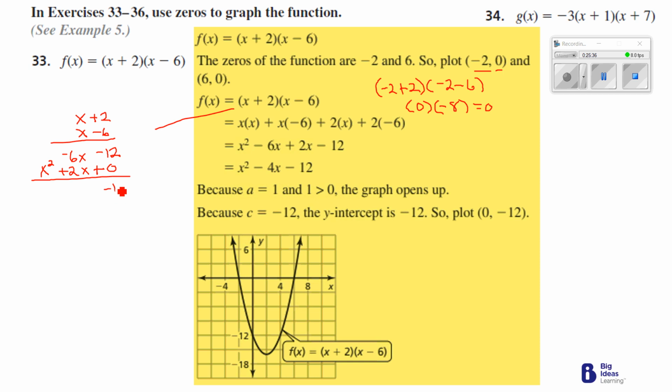So this is negative 12. This would be negative 4x. And this would be x squared. So that's a little recap of how they got from here to here. They used foiling. What they were saying was x times negative 6. That's what they did here. Okay. Then they said 2 times x, right?